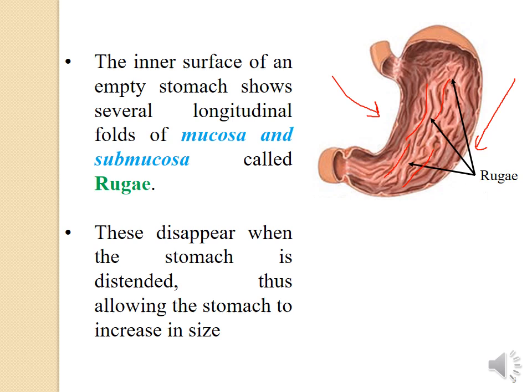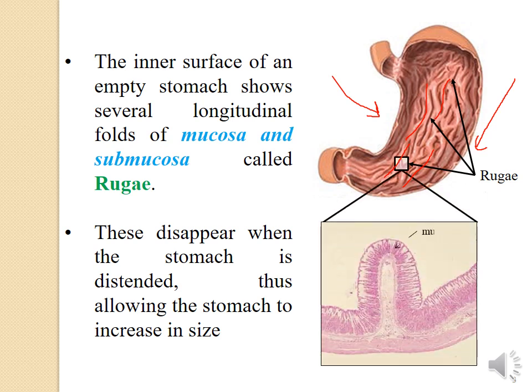Now, if we examine these folds, we will see that they are formed of mucosa and submucosa. So these are folds of mucosa and submucosa, and these folds are called rugae. Now we said that we find these folds on the inner surface of an empty stomach because when the stomach is full, when the stomach increases in size, these folds will disappear. And actually, this is a function of these folds, to allow the stomach to be distended, to allow it to increase in size.